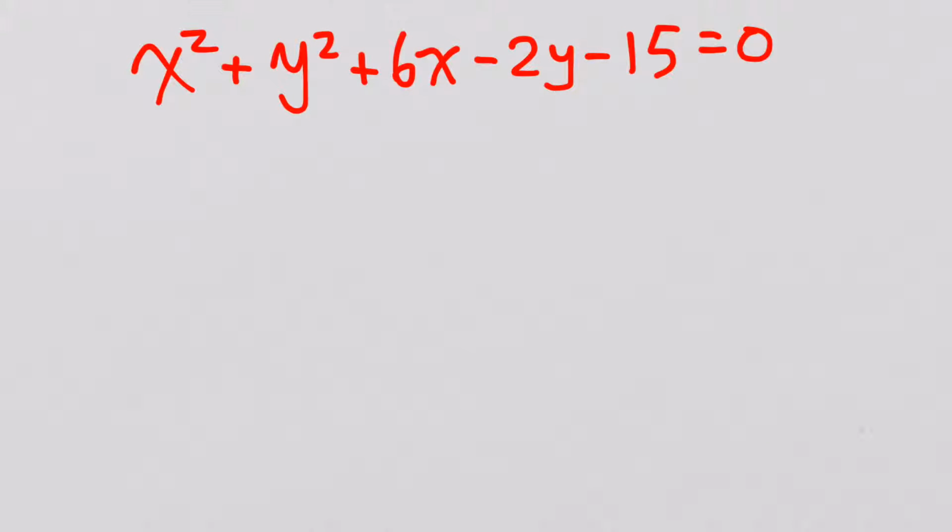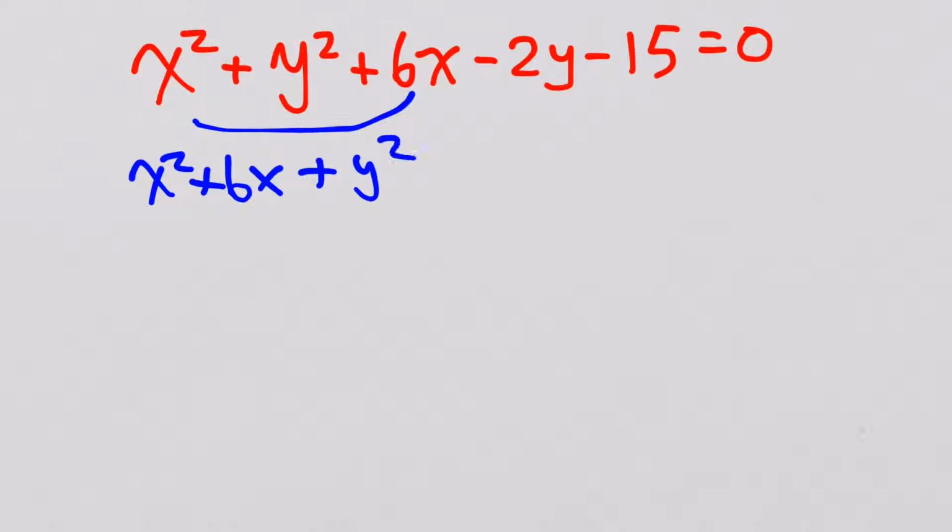Alright, last problem for the conics review. Let's go ahead and factor this and get it into its factored conic form. Now the first thing we want to do is group our x terms and group our y terms. So let's group our x squared and our 6x to get x squared plus 6x, and then plus y squared, group the y terms, minus 2y.